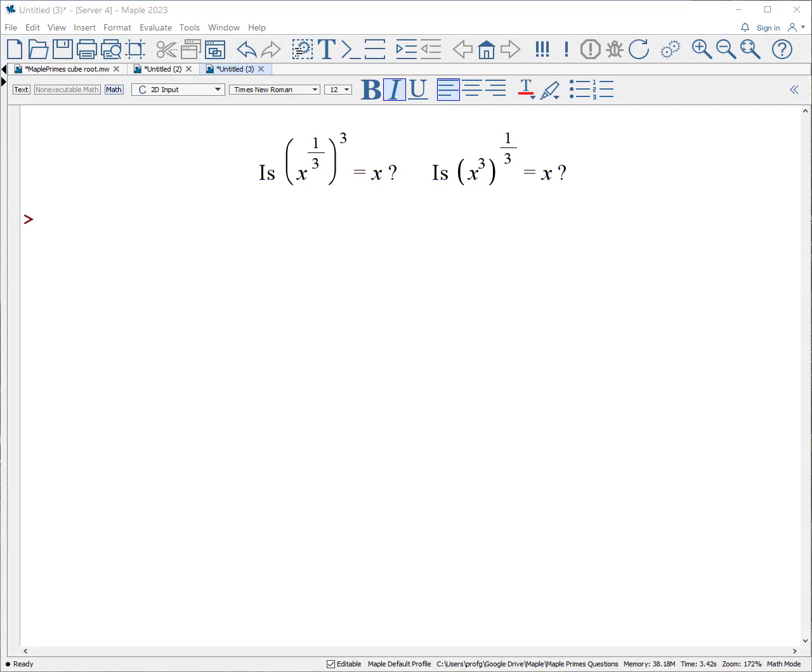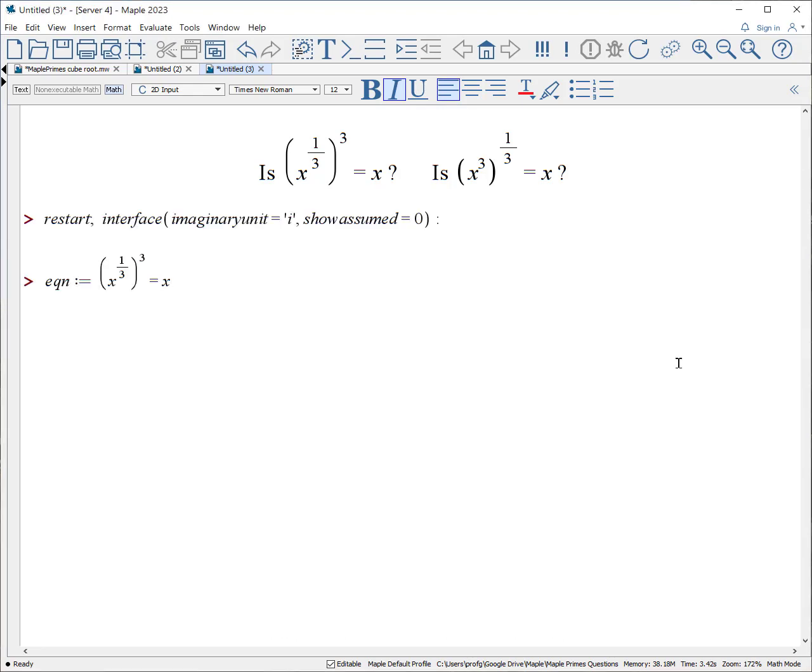They appear to be simple, but really two are complicated because we work with complex numbers. Let's get started. Here are a few math problems involving complex numbers that may surprise you. We'll start with two, which look very similar. Is x to the 1/3 when cubed equivalent to x? Is x cubed to the 1/3 simplified to x?